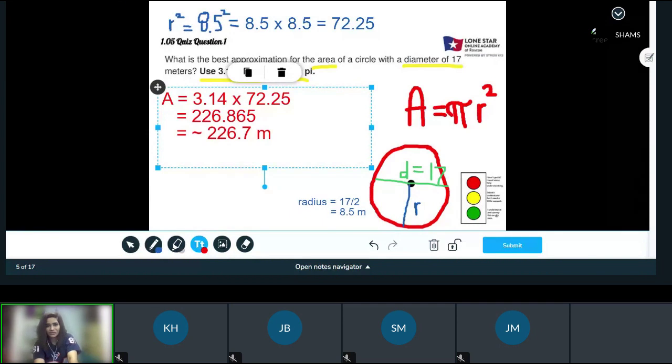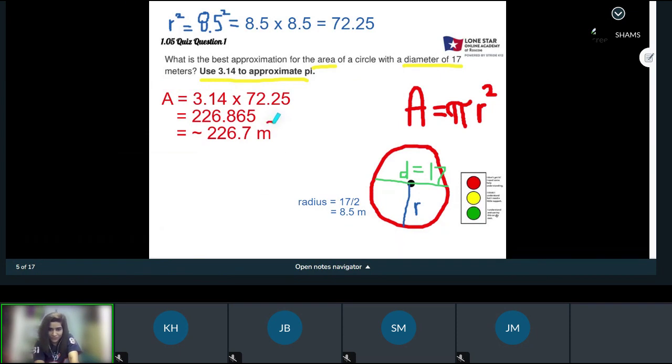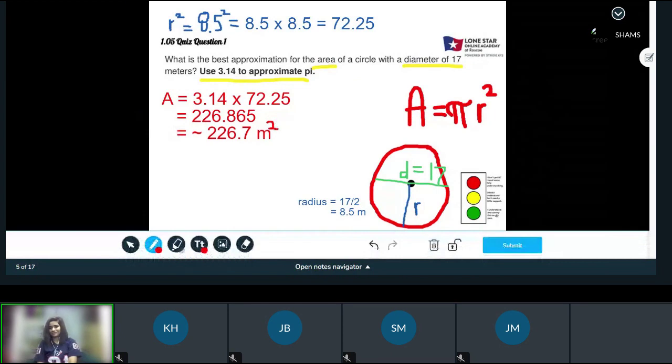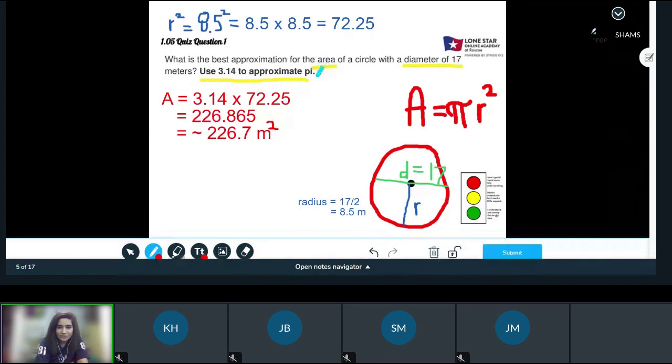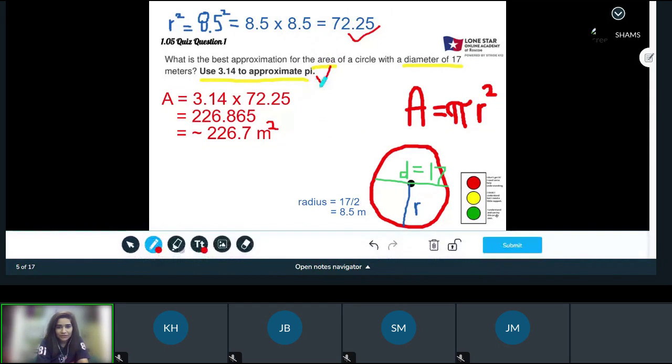Because most of the answers are rounded to one decimal place. And you will also put the meter squared symbol because area is always in squared units. Where did I get the numbers from? Just in case you're wondering, the value of pi is given to me in the question. The value of r squared I calculated, and I multiplied the two and I got the area.